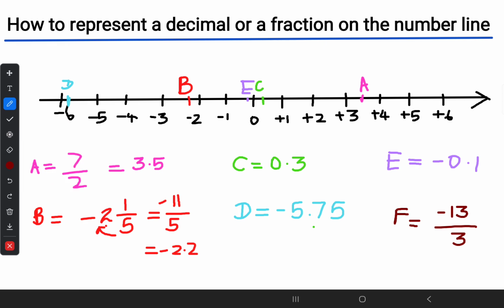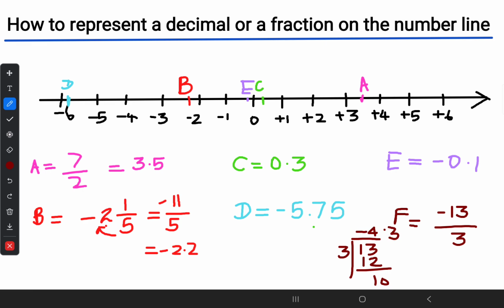F value, this is a fraction. Let's convert the fraction to a decimal. 13 divided by 3, negative. So it would be 4 times 3 is 12, remainder 1. So 4.3. Negative 4.3 is the answer here.